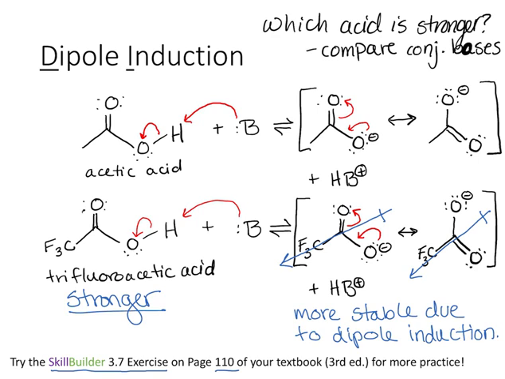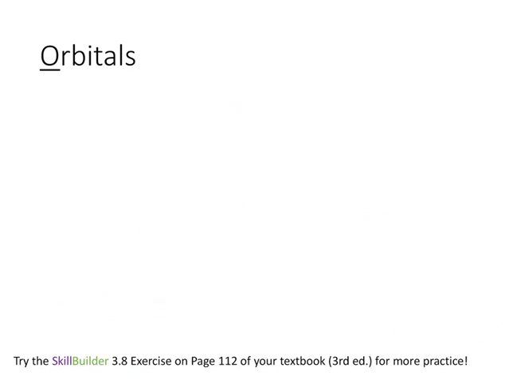All right, so what if we've ruled out everything so far? What if we ruled out charge, atom, resonance, and dipole induction? The next thing we'll focus on is orbitals. Now remember, this is the least important out of all of the different factors we've talked about, but it can come up sometimes. Very rarely, but it does come up.